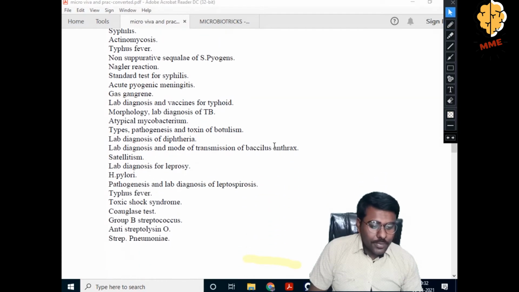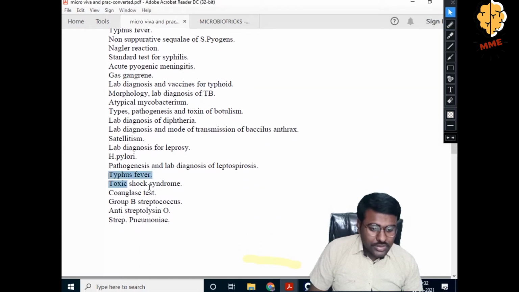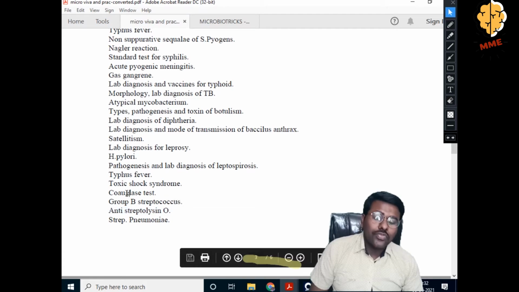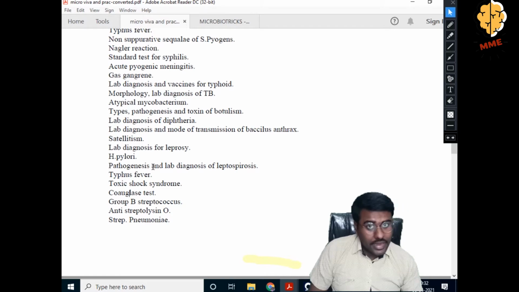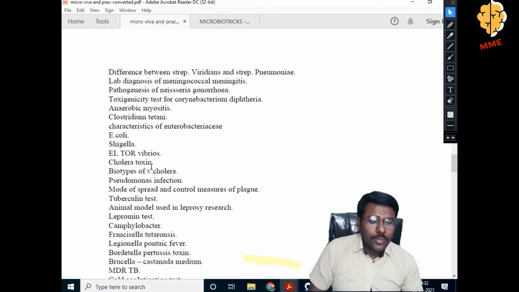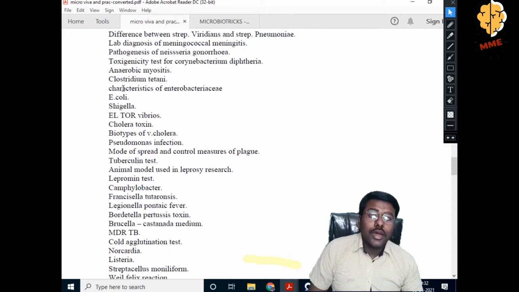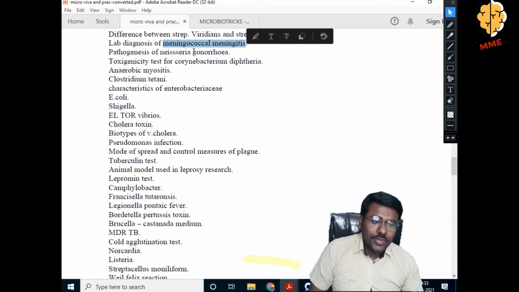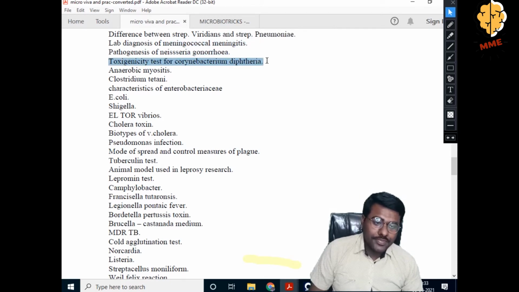Now coming to the next, this is toxic shock syndrome, coagulase test, beta hemolytic streptococcus, and anti-streptolysin O. They are the catchy questions for your Viva exam. So please don't forget to study these topics. Okay, now coming to the other questions from bacteriology, which is a vast topic. You have to study about meningococcal meningitis, Neisseria gonorrhoeae, and toxigenicity test of diphtheria. Okay, then Clostridium tetani, the E. coli and Shigella are very important.